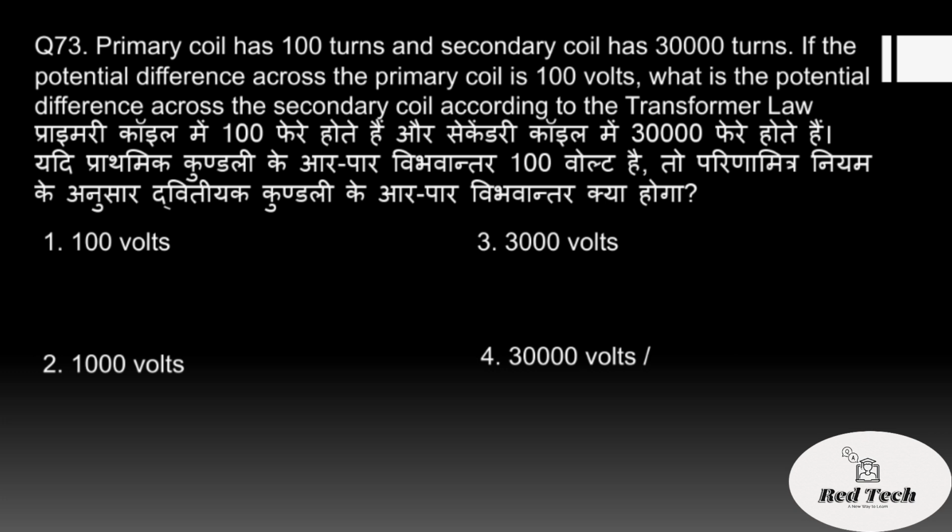As we know, this comes from the transformer law, which states that the number of turns of the primary coil upon the number of turns of the secondary coil is equal to the voltage of the primary upon the voltage of the secondary. So if we apply this, 100 upon 30,000 turns, and the voltage is 100 volt. So the right answer comes out by applying this equation, which is 30,000. So the right answer is option number 4, which is 30,000 volts.